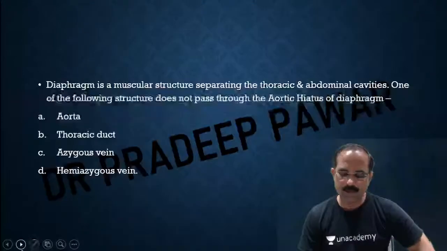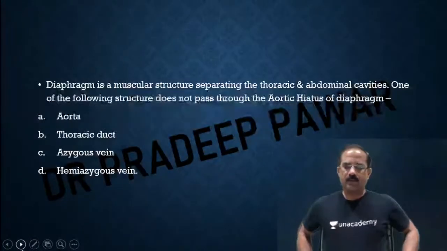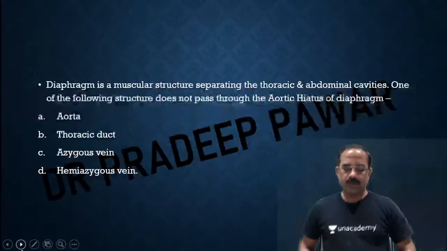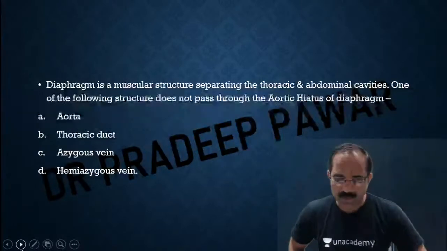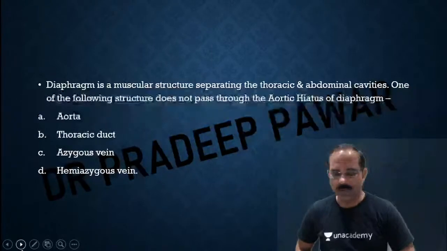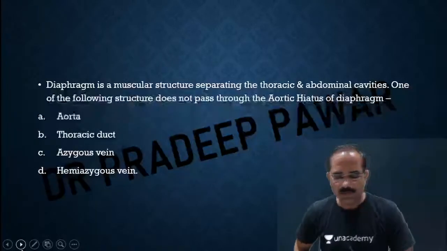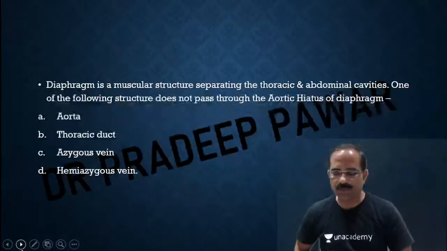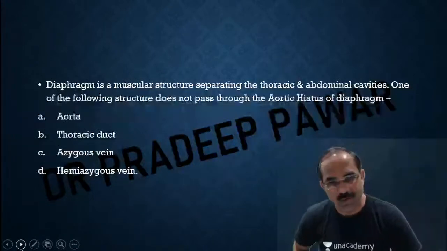Going to the next MCQ. Can anyone tell me this? Diaphragm is a muscular structure separating the thoracic from the abdominal cavities. One of the following structures does not pass through the aortic hiatus of the diaphragm.